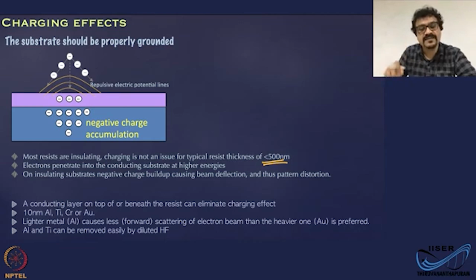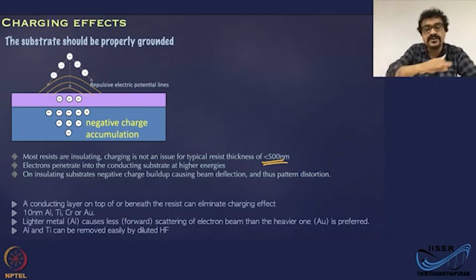Okay, you coat the resist and bake the resist. It is a very simple process: you coat the resist, then bake it at a certain temperature prescribed by the resist manufacturer. After that, the resist is prepared for the exposure.